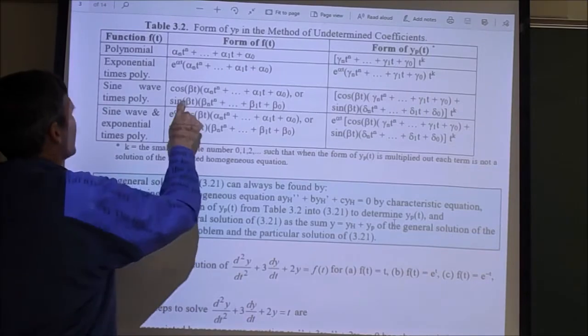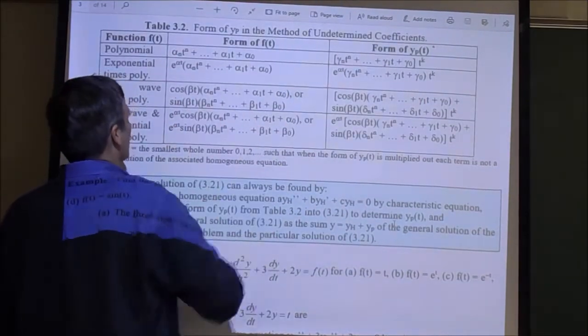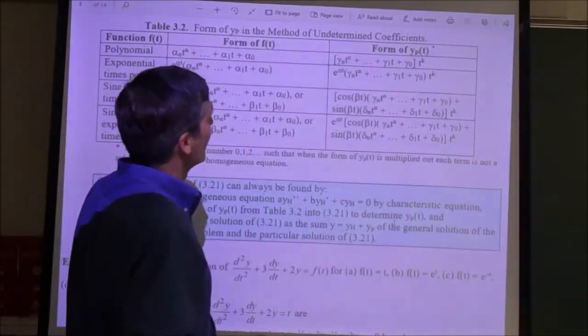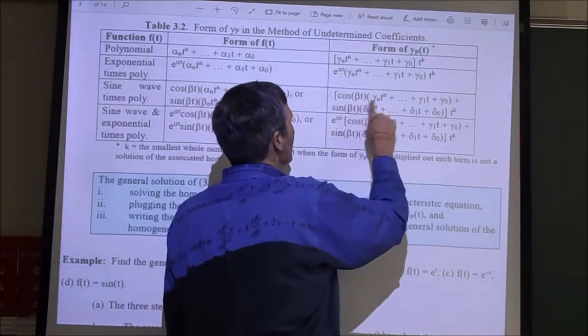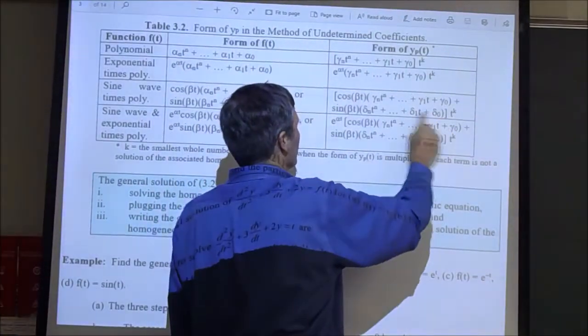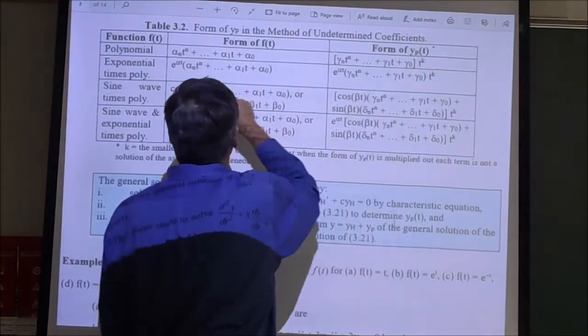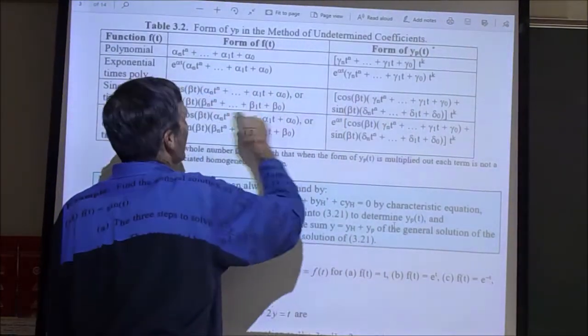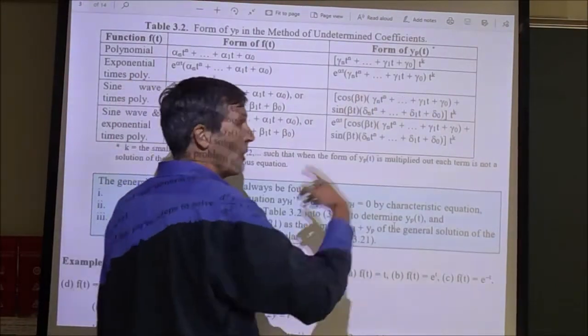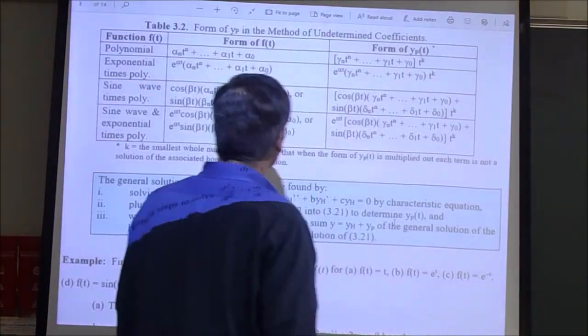Furthermore, suppose you have a sine or a cosine times a polynomial of nth degree. Then you plug in a polynomial times a sine plus a polynomial times a cosine. You actually need both of these. If you have either sine or cosine or both, you need to use both over here. And the whole thing possibly times the power of t.